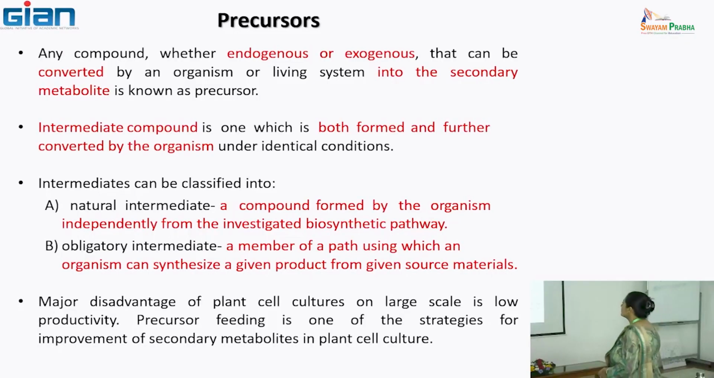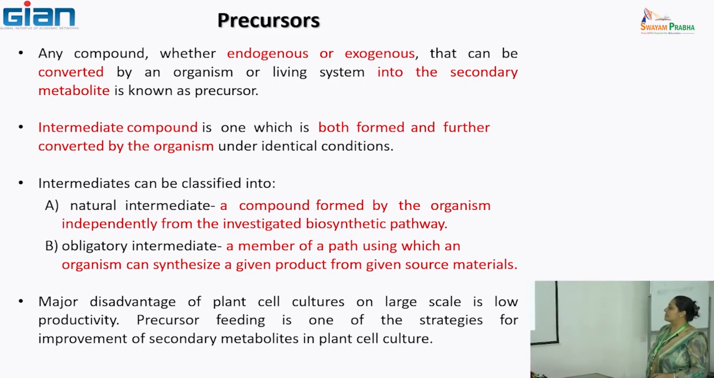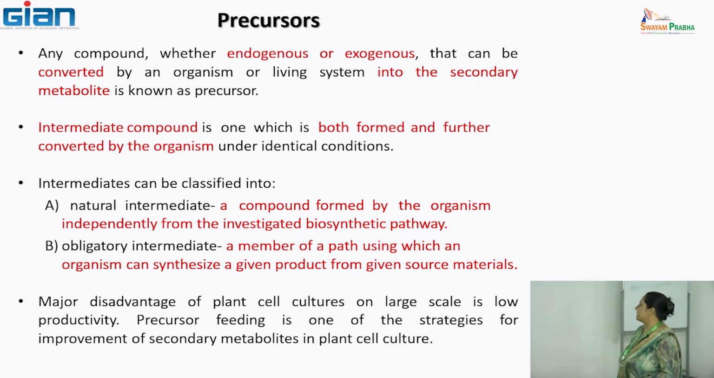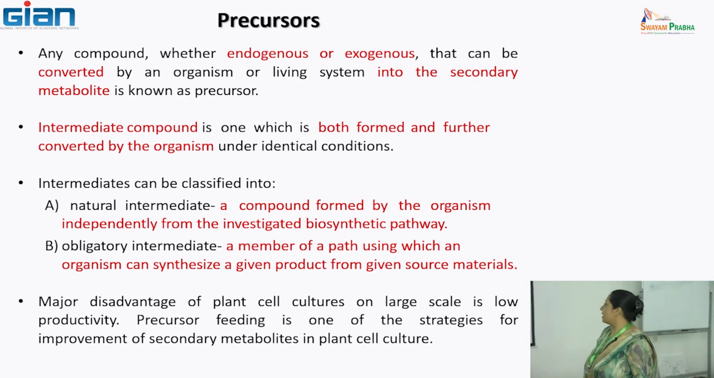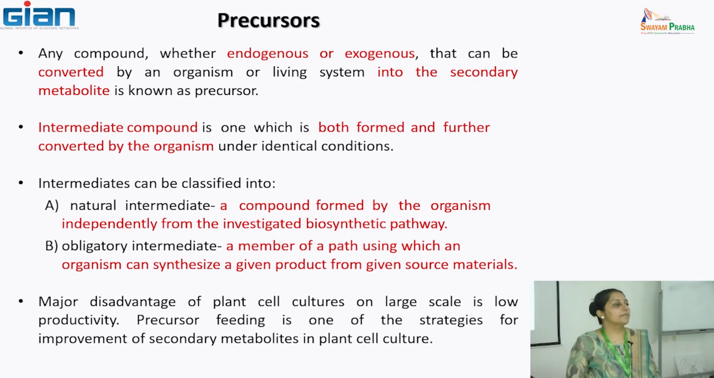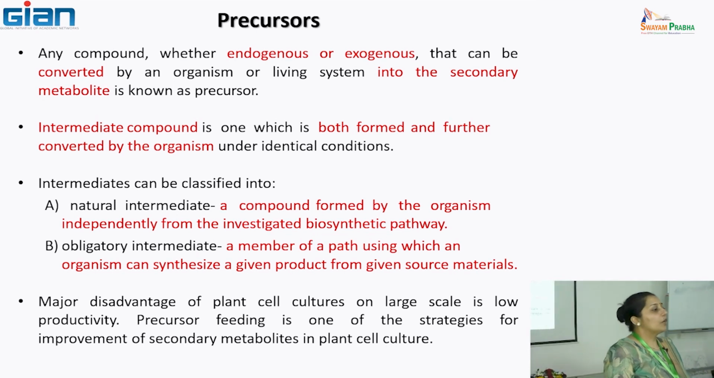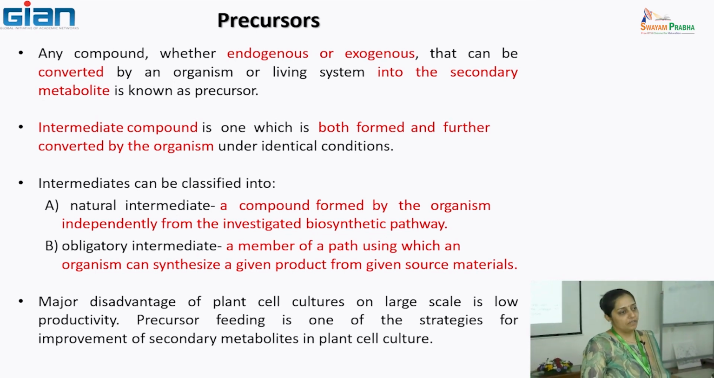The second is stability inside, absolutely: the rate at which it's getting utilized, and the rate at which it is getting metabolized or degraded. A natural intermediate is a compound formed by the organism independent from the investigated biosynthetic pathway. An obligatory intermediate is a member of the path. Sometimes in this terminology, we also call them indirect precursors.